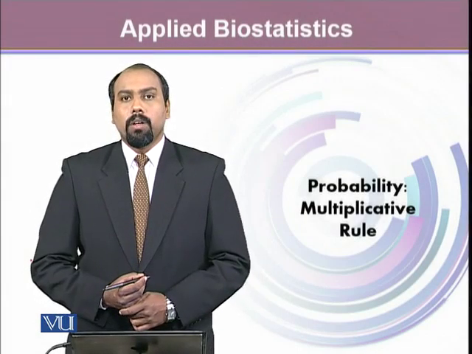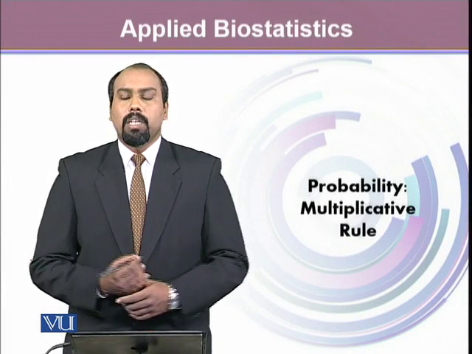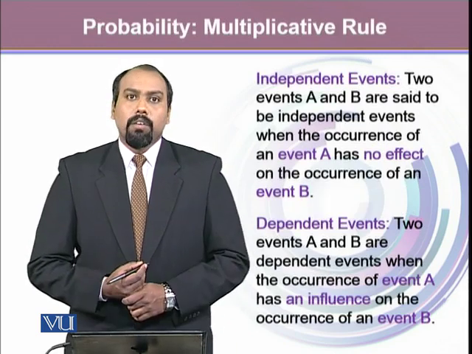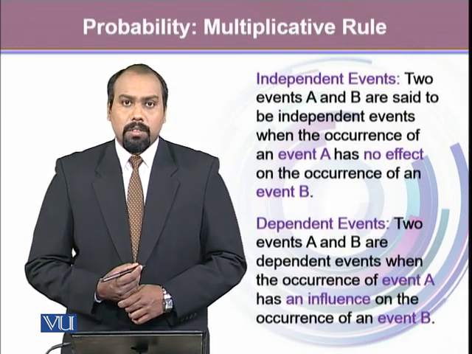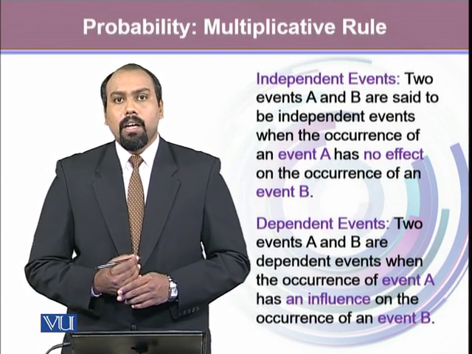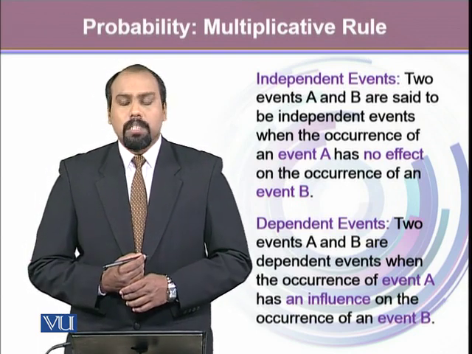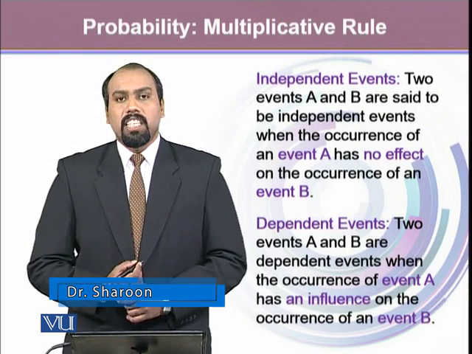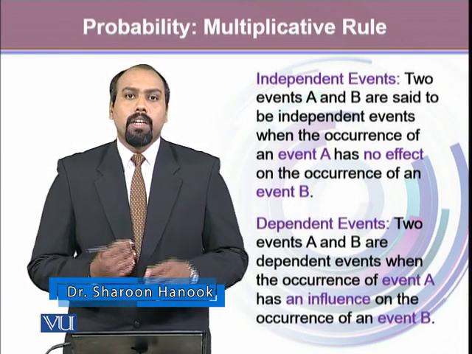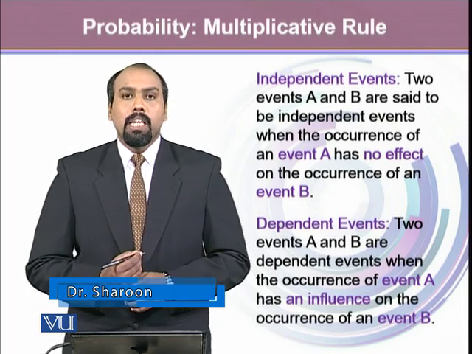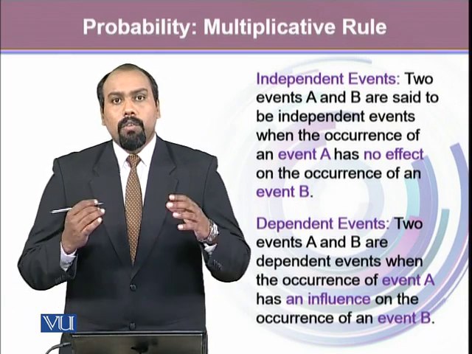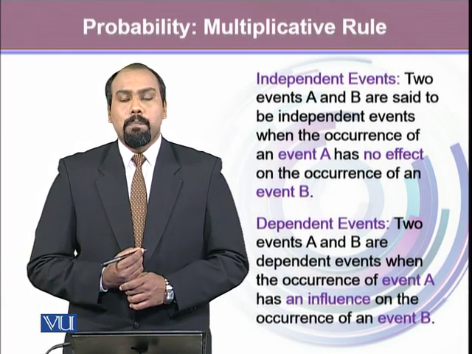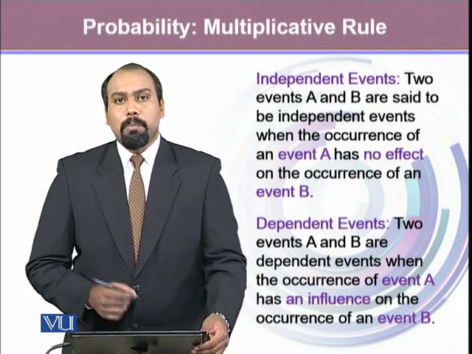Hello. In this module, we'll be talking about the multiplicative rule for the calculation of the probability. Before we go further, we need to review the two definitions of independent event and dependent event. Independent events are those events that do not have any effect on the occurrence of each other, whereas two events A and B are said to be dependent events if for the occurrence of A, B has its impact. So when there is an impact, the events are said to be dependent, and when there is no impact, the events are going to be called independent events.